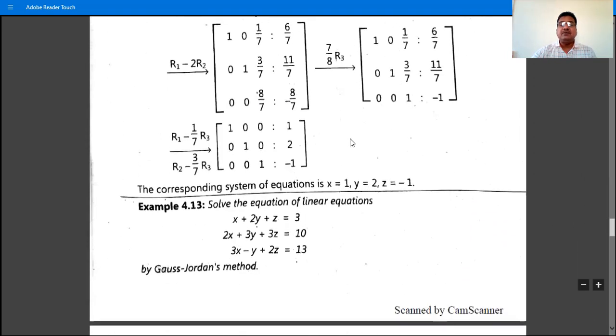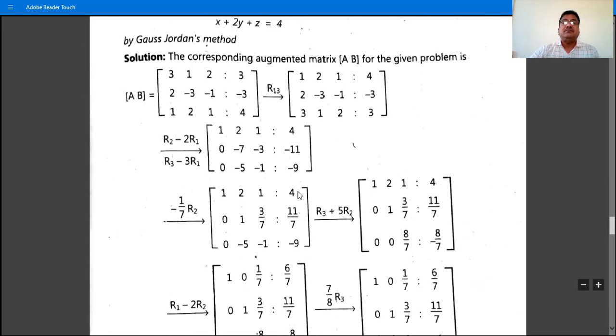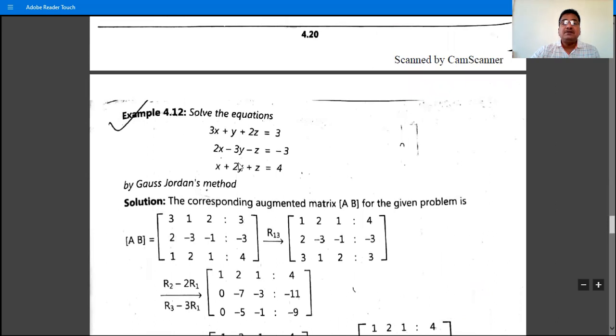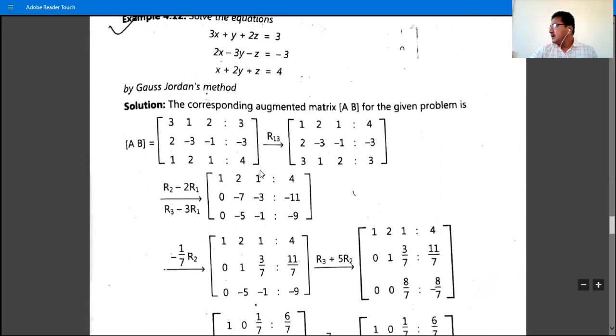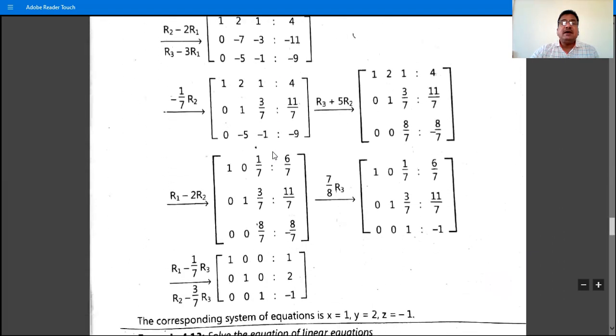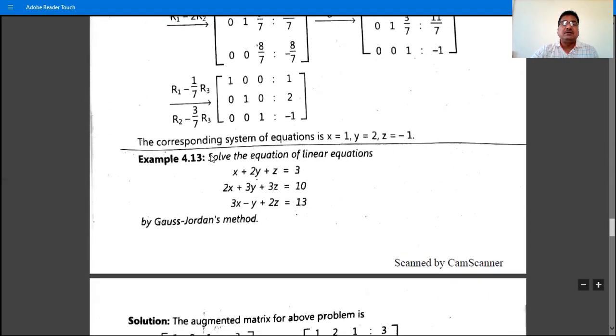So write that matter first, that the rank of A is 3, rank of AB is 3, rank of A is equal to rank of AB, and therefore the system is consistent. Rank of A is equal to rank of AB is equal to the number of variables, and therefore the system has obviously a unique solution. And so how can we find the unique solution?